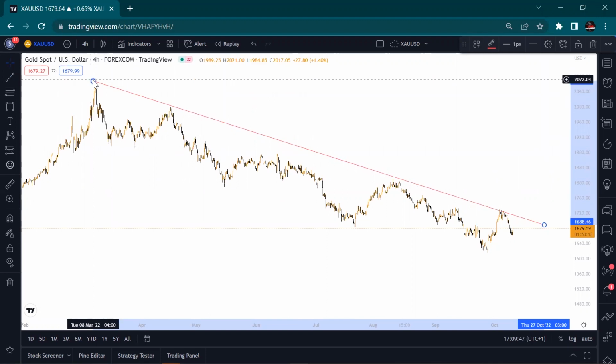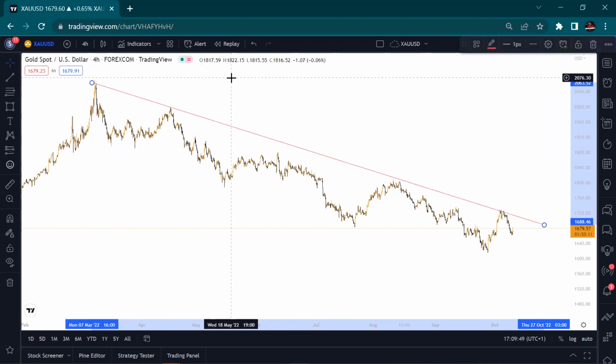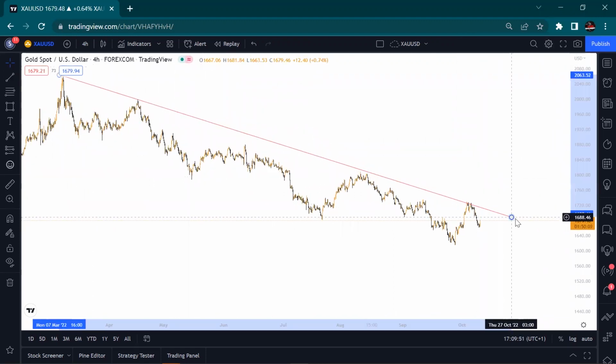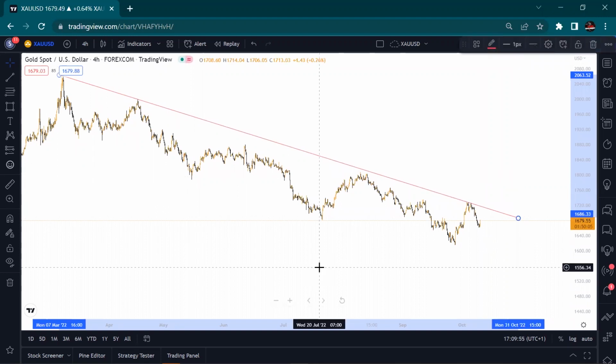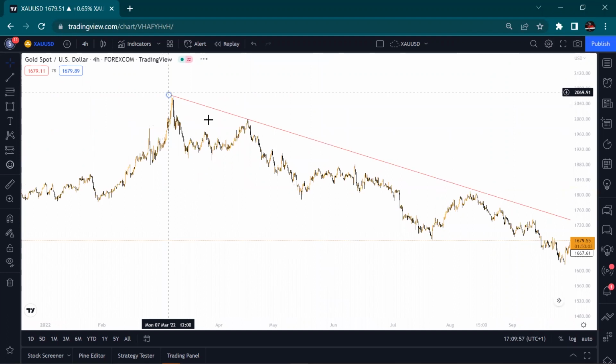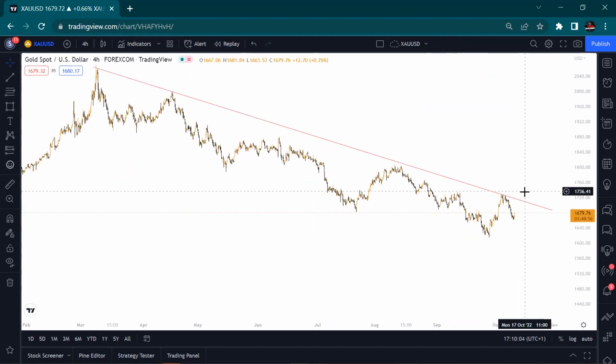So if we adjust it to touch properly, we could see that it's in a down move. First touch here, second touch, and it must have at least 2 touches, that is 2 peaks or troughs, to be a valid trend line. So it's valid here: first here, second here, touch.